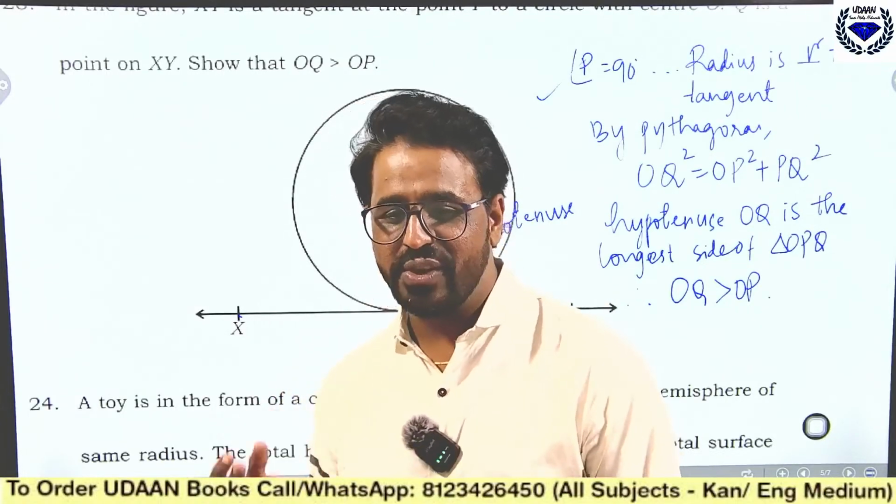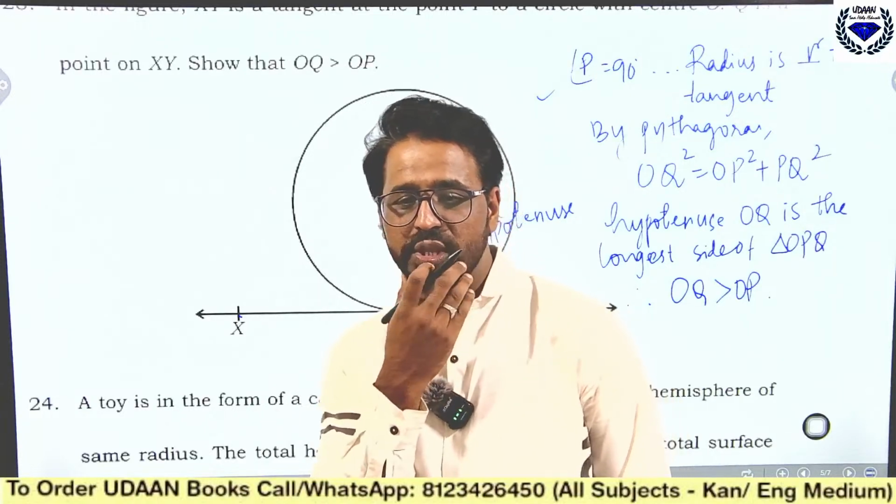So yes, prove that 2 plus root 2 and root 5 are irrational, which comes for 5 marks.